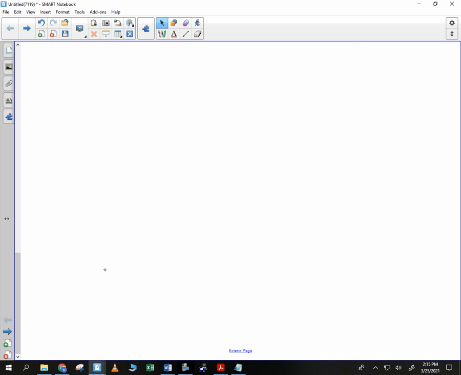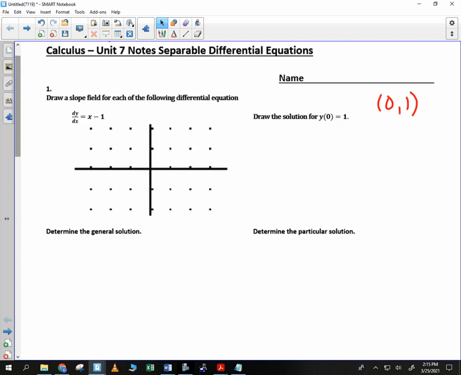Okay, so we're going to try to tie what we did yesterday, which was our slope field stuff, with what we're doing today, which is separable equations. I just want to start by looking at this slope field, x minus 1. If you notice, for an x value of 1, it would produce 0 for the slope. So wherever I have an x value of 1, I'm going to have a slope of 0.